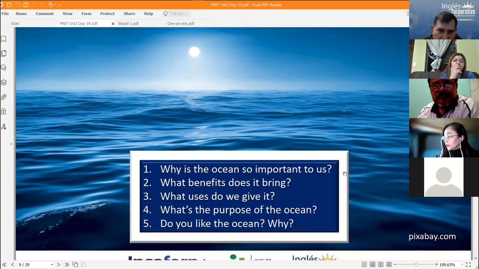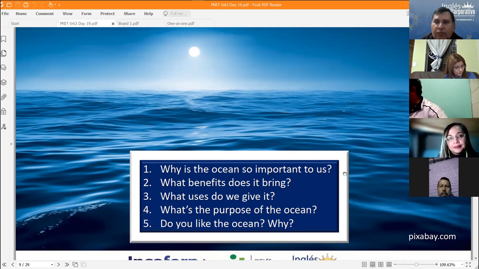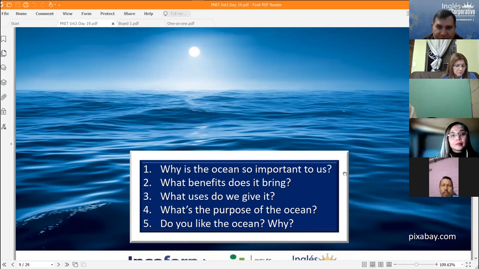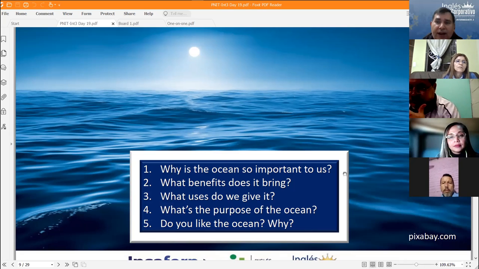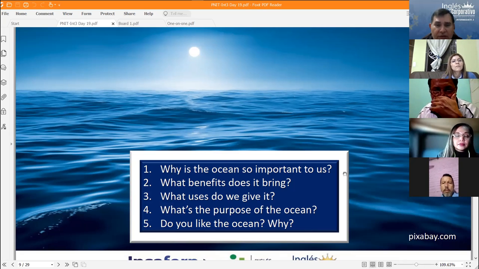Okay. But the purpose of the ocean is to support life. So we have whales, sharks, octopus, crabs, fish, turtles, and a lot of animals there. Thousands of animals living in the ocean. Okay, so that's the purpose of the ocean, as well as the purification of the air, and an endless supply of salt.